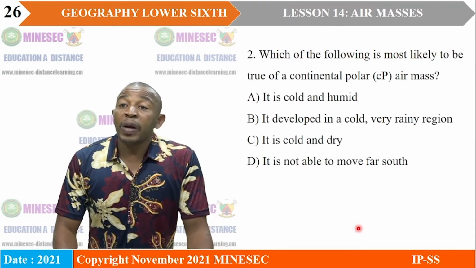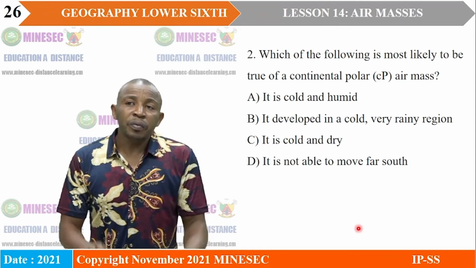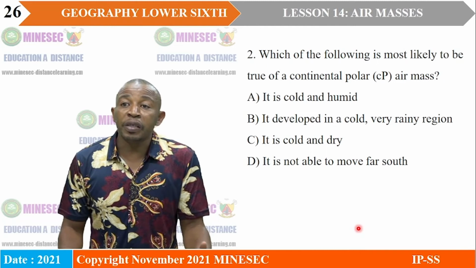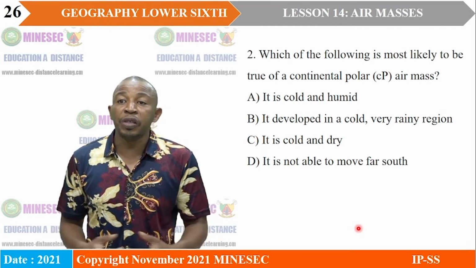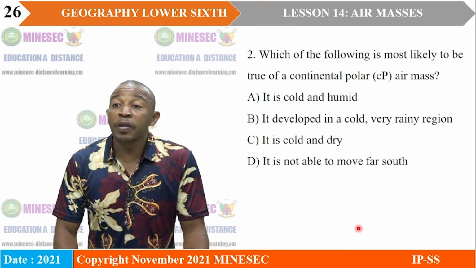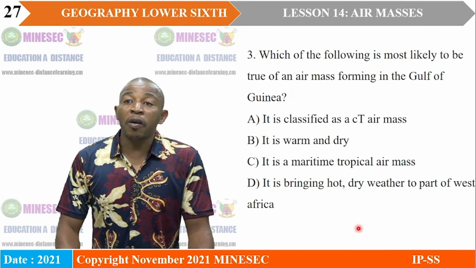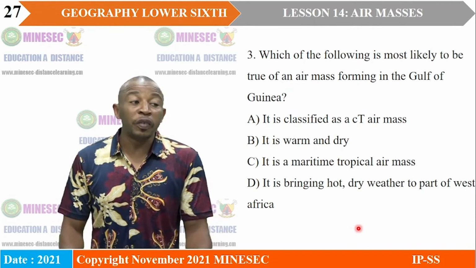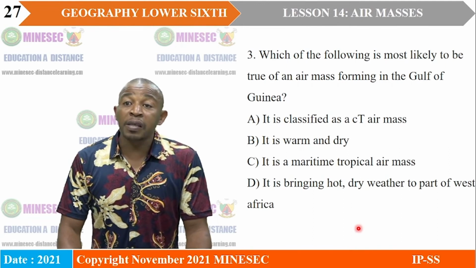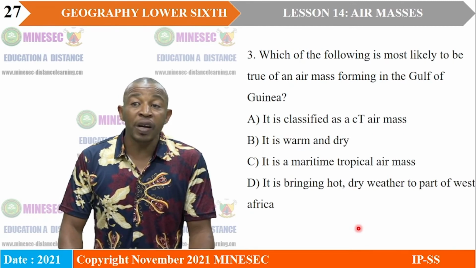Which of the following is most likely to be true of continental polar? That is, we have the continental polar air mass. It is cold and humid. It develops in a cold and very rainy region. It is cold and dry. It is not able to move far south. Which of the following is most likely to be true of an air mass forming in the Gulf of Guinea? It is classified as a tropical continental air mass. It is warm and dry. It is a maritime tropical air mass. It is hot, dry, and windy.